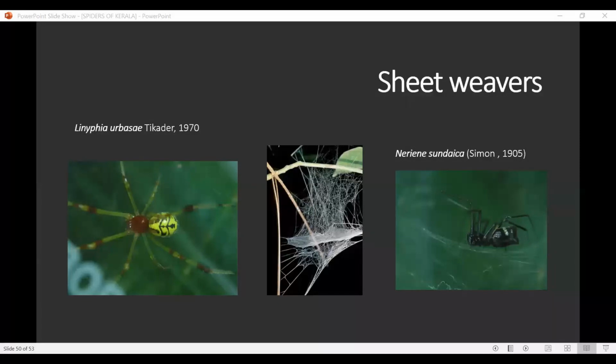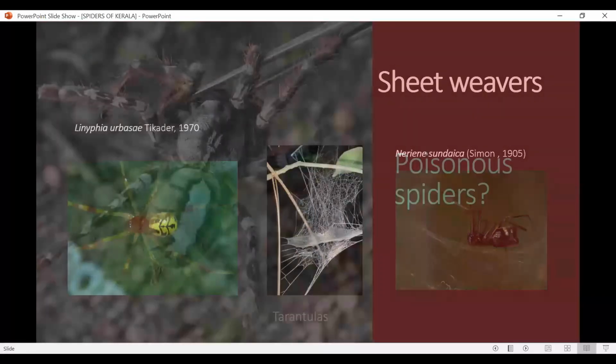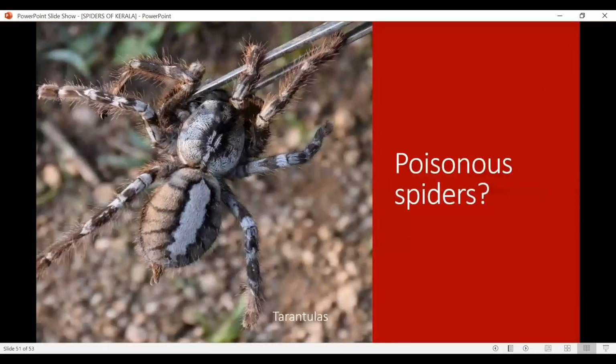Now we will come to another area, the case of tarantulas. In the case of tarantulas, we have a lot of species. I think you already had a class on tarantulas by Manju Silva. He might have discussed a lot of things, so I am not going into the details of that. Here you can see the Poecilotheria.